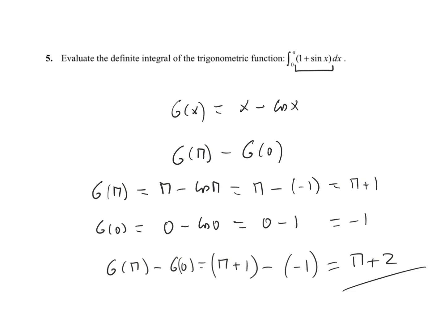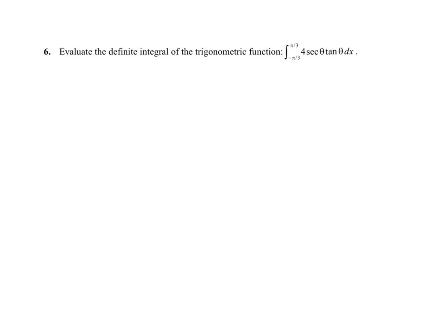The area below the curve of the function 1 plus sine of x is pi divided by 2. Sorry, pi plus 2. Okay, let's go to the next problem. Secant tangent. I think we did it in the quiz 0, this integral.